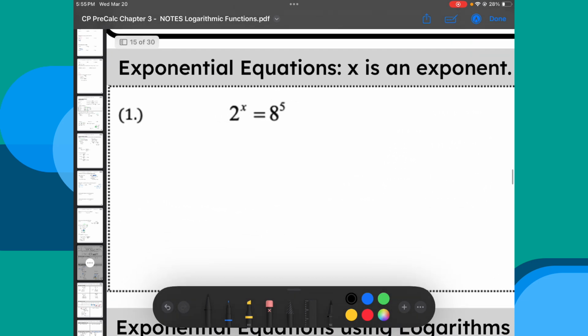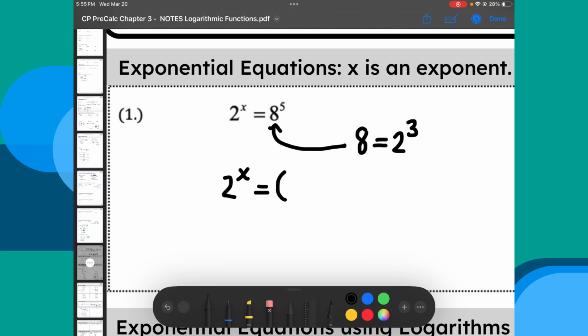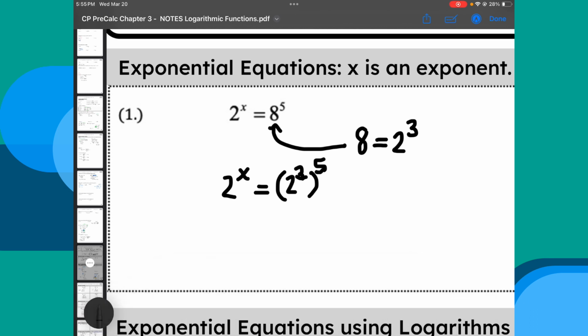We do it a little bit more complicated. So here, the variable is an exponent, so x is an exponent. One thing that you try to do is rewrite the bigger base as a smaller base. So 8 can be written as 2 to the third power. So you have 2 to the x is equal to, and then that 8 we're going to replace with 2 to the third, still raised to that fifth power that was there. So now by your exponent rules, this is 2 to the x is equal to 2 to the 15th. Therefore, x has to equal 15.